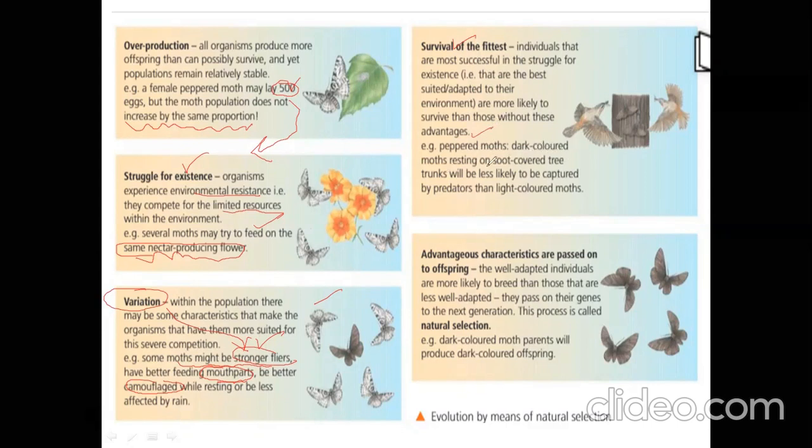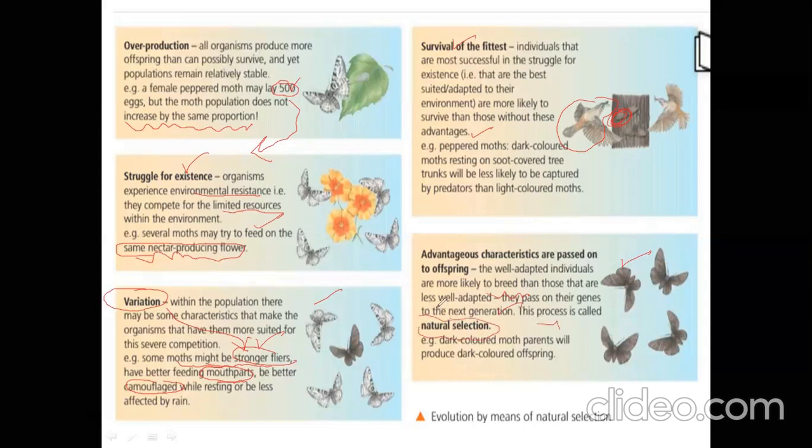Take the peppered moth: a dark-colored moth resting on soot-covered tree trunks means this black color can easily camouflage. The predator bird can't see it well, as compared to the white-colored moth. So the black will survive, and the black population will survive. The well-suited, adapted individuals are more likely to breed, because their partners are more. So they do reproduction, and they transfer that beneficial gene to their next generation. The process of passing on genes to the next generation is natural selection.